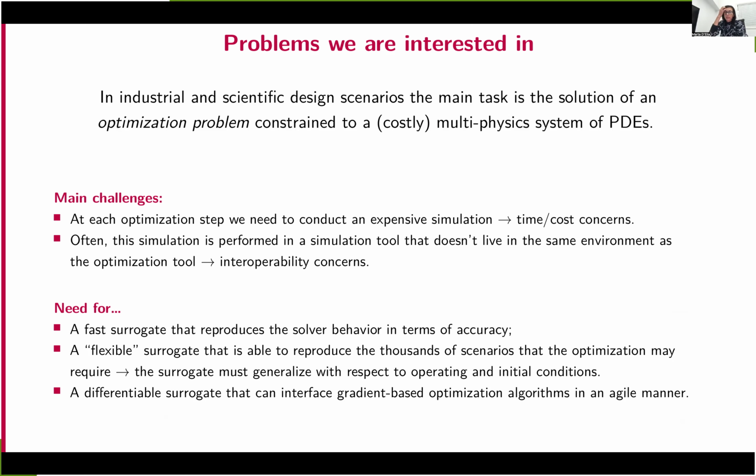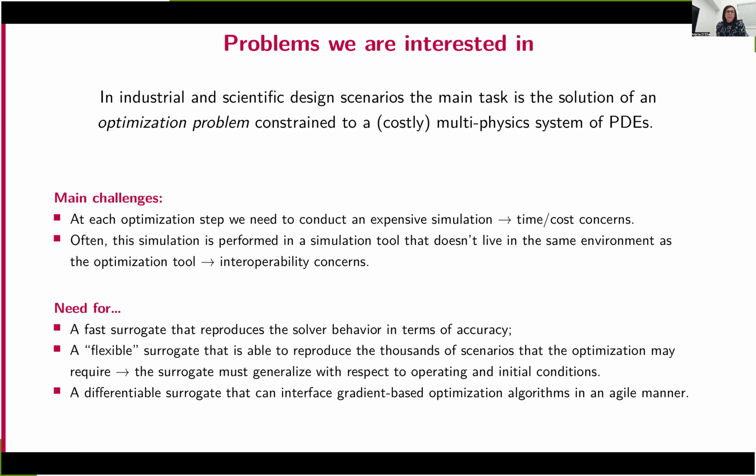So how do we circumvent the primary challenge here? Well, clearly, as so many people in our field, we're looking for fast surrogates that fully reproduce the solver behavior in terms of accuracy, but also in terms of flexibility. And by flexibility, I mean the ability to reproduce thousands of scenarios that may come up during the optimization process as we explore the design parameter space.